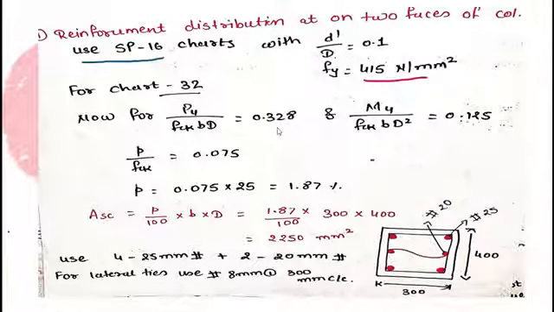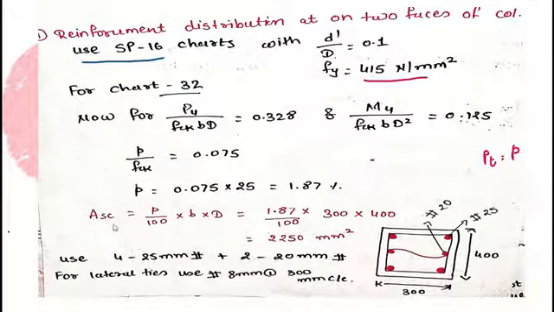Okay, so as per this calculation, we can find the value of P upon FCK is 0.075. Here we already know what P is. P is nothing but PT, or we can say the percentage of reinforcement. So the value of PT is 0.075 multiplied by FCK. Value of FCK is 25. It is 1.87 percentage. Correct?